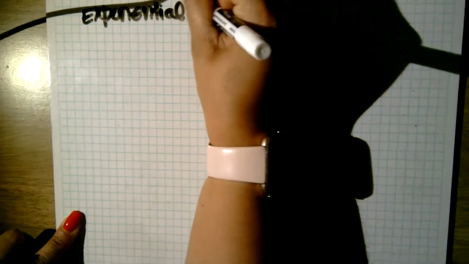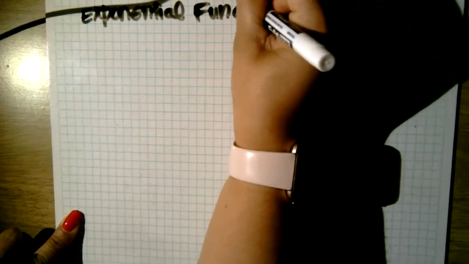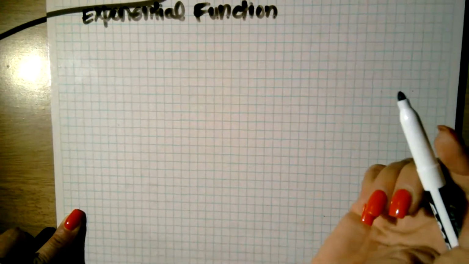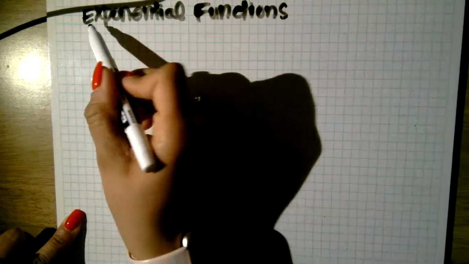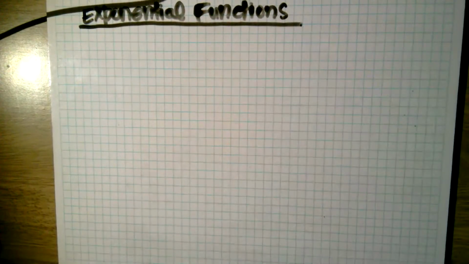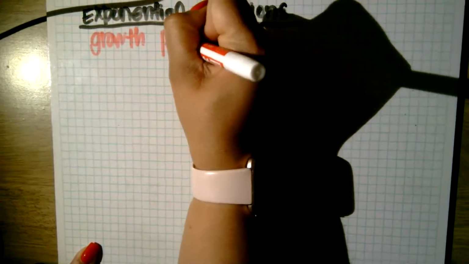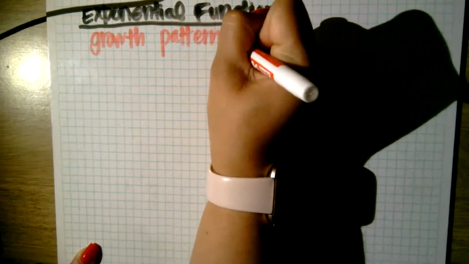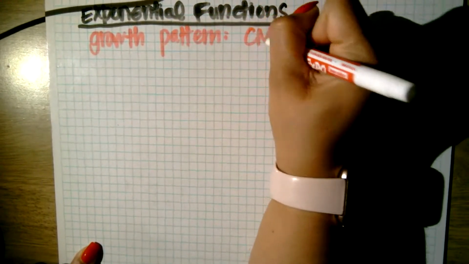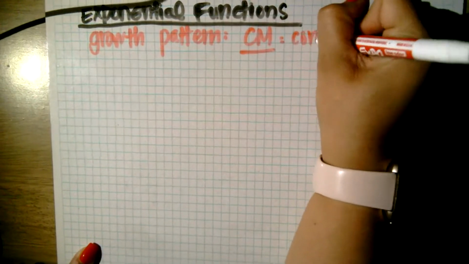So now we're looking at exponential functions. Remember that the growth pattern for linears was a constant additive, while for exponential functions, our growth pattern is a constant multiplier.